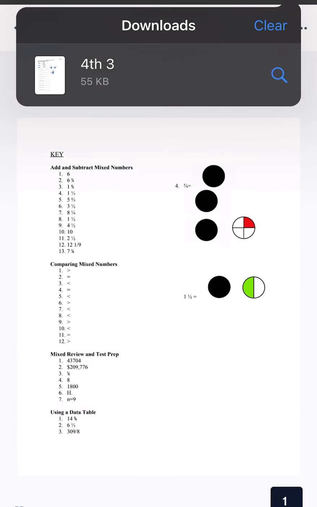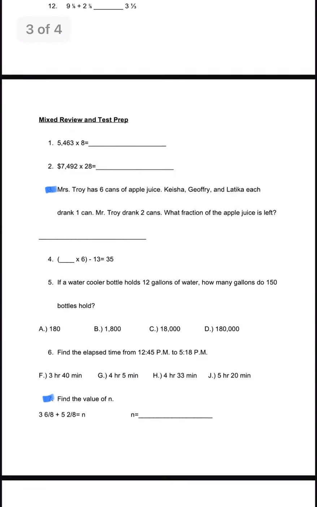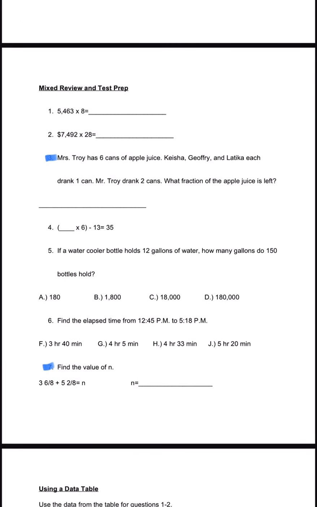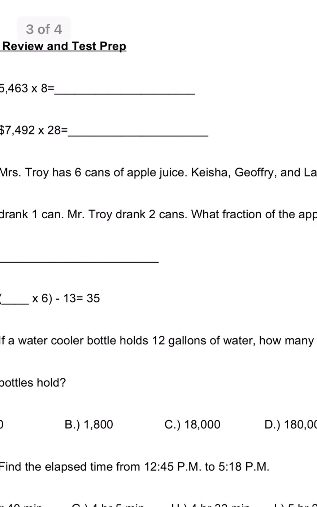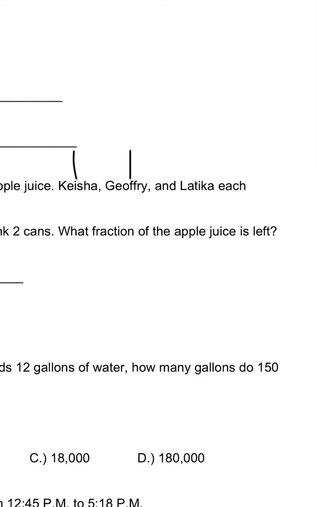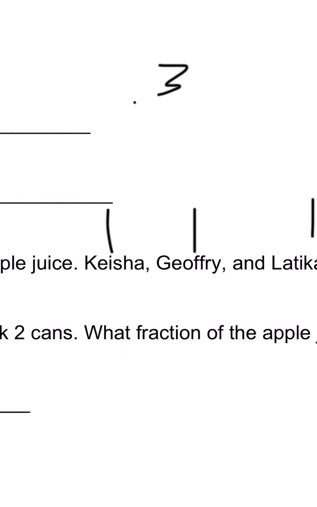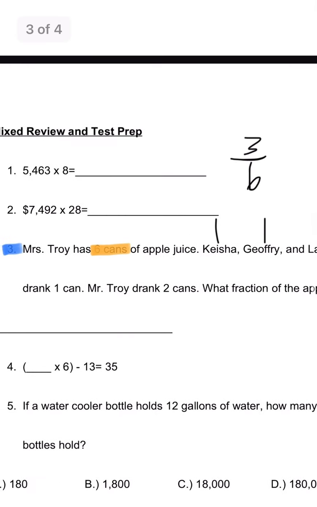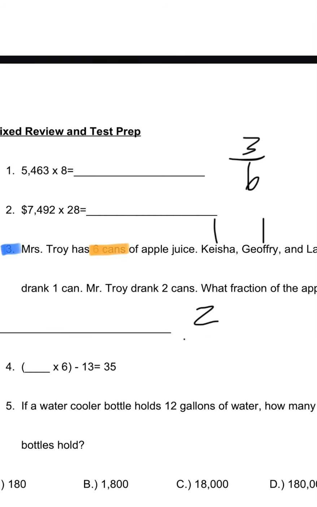All right, let's move on to page number 3. We have mixed review and test prep. So I'll be going over number 3. Mrs. Troy has 6 cans of apple juice. Keisha, Jeffrey, and Latika each drank 1 can. So here we can automatically tell that 6 cans is our whole number, like our total number. And each of these people have 1. So we can do 3 over 6. Mrs. Troy drank 2 cans, so we have 2 over 6.